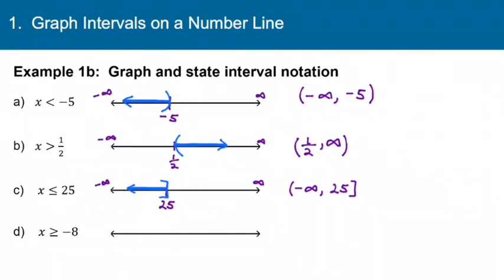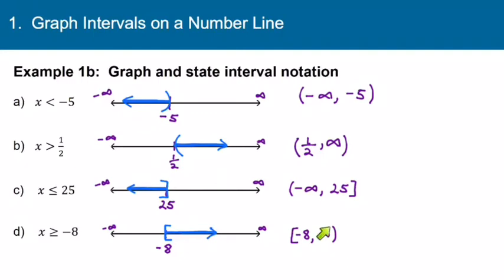And then for part D, we will label our -8 on our number line, and we want to shade all the numbers that are greater than or equal to -8. So greater than is going to be to the right, and we'll have a bracket here because we do want to include -8 in our solution. And now our interval will be from -8 to infinity. So remember, left end, right end. So the shading starts at -8 on the left and it goes to infinity on the right.